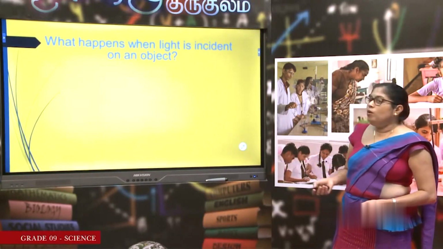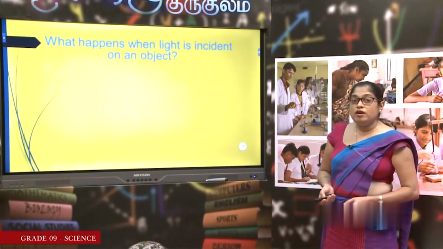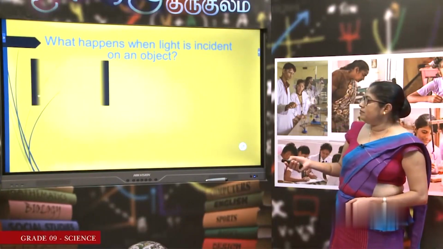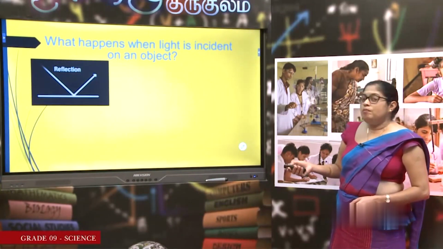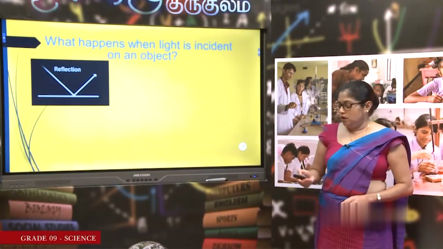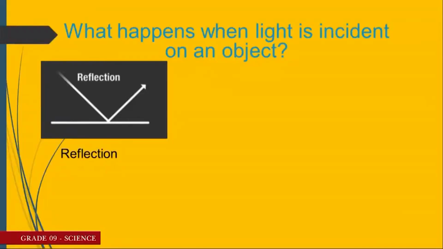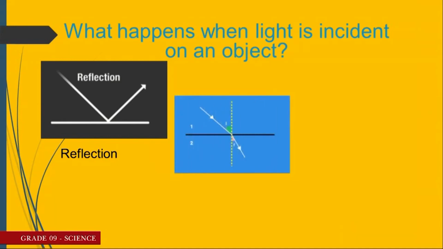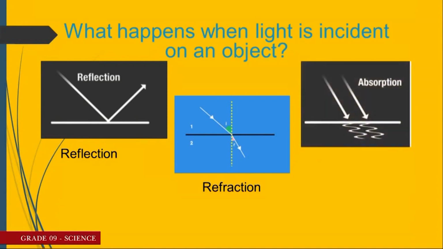What happens when light is incident on an object? Part of the light can be reflected by the surfaces. We call it reflection. A part of light can be transmitted through it. We call it refraction. A part of light can also be absorbed. We call it absorption.